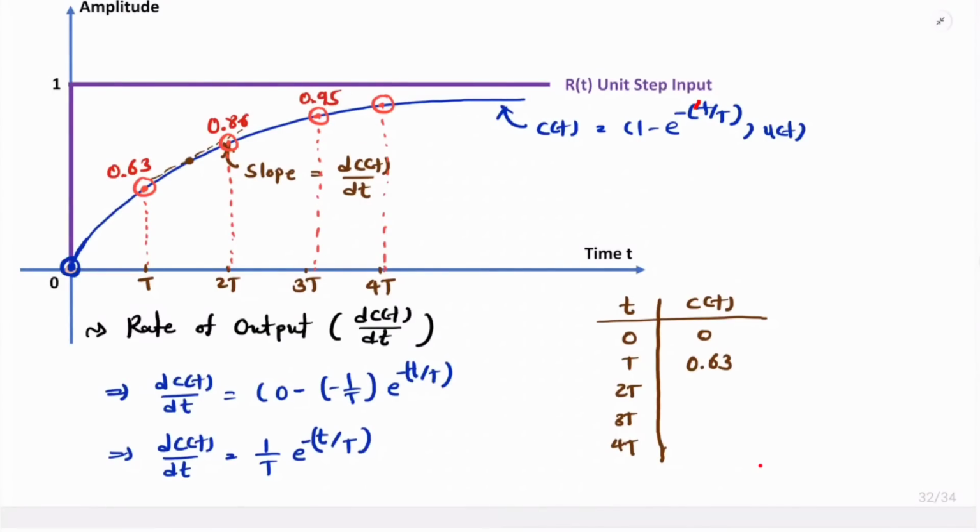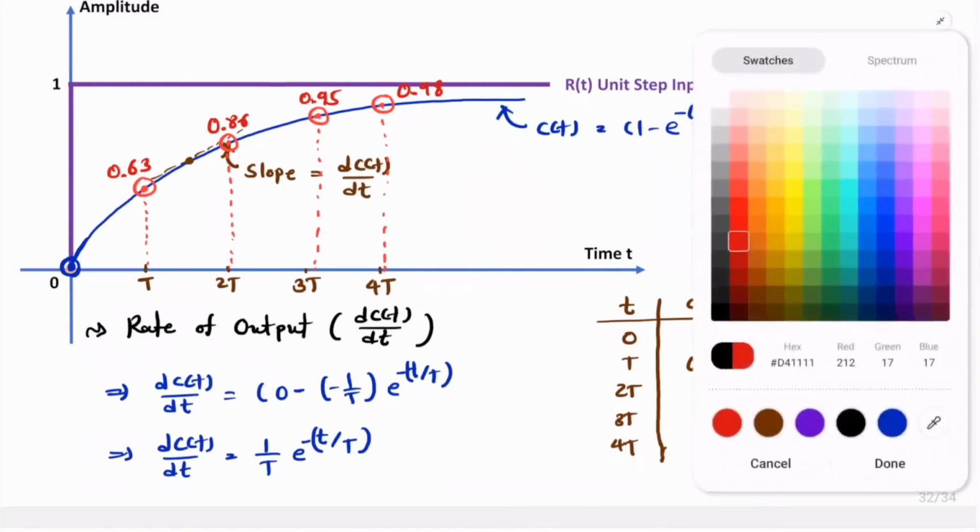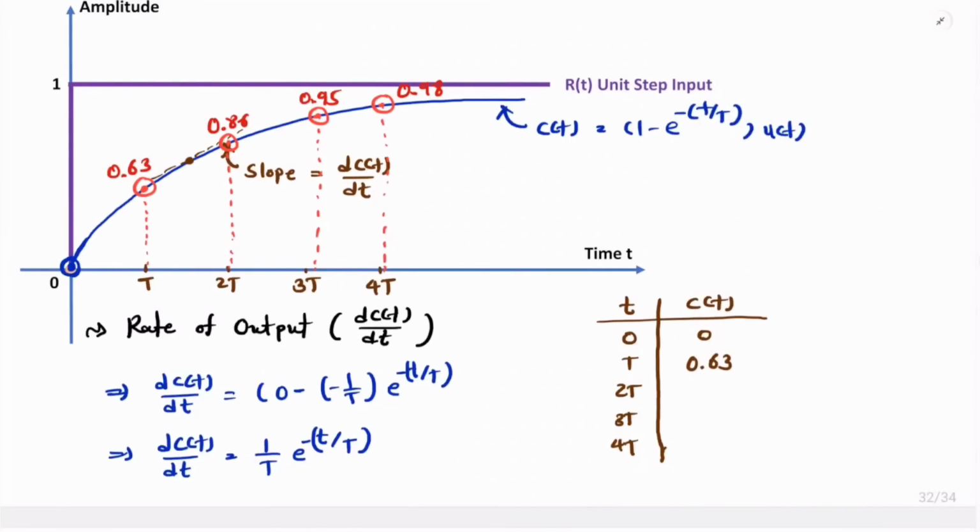And if you place t equals 4T in this equation, then 1 minus e to the power minus 4T by capital T, so that will be 1 minus e to the power minus 4. So that will be 0.98, right? So here we can identify the values. At 2T it is 0.86, at 3T it is 0.95, at 4T it is 0.98, right? That is how we can identify output.